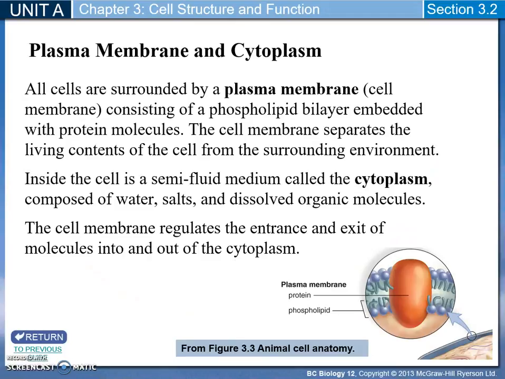So looking first at the plasma membrane, all cells are surrounded by a plasma membrane, also referred to as the cell membrane. It consists of the phospholipid bilayer, which is embedded with protein. The cell membrane separates the living contents of the cell from the surrounding environment. Inside the cell is a semi-fluid medium referred to as the cytoplasm, and it's composed of water, salts, and dissolved organic molecules. The cell membrane regulates the entrance and exit of molecules into and out of the cytoplasm. So it's the cell membrane which decides what's going to enter the cell and what's not.